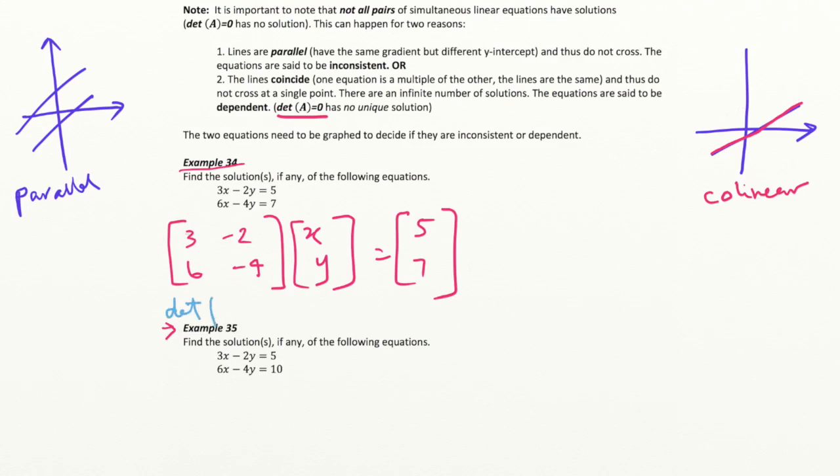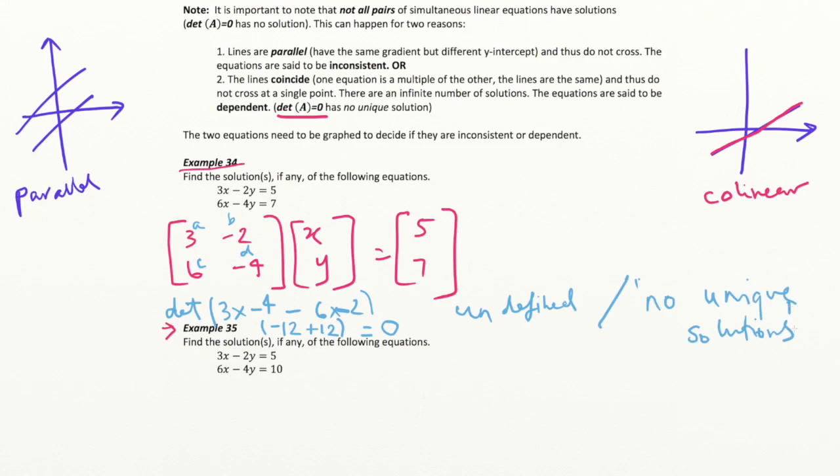So the determinant is equal to, remember, first let's label them, AD minus BC. So that's 3 times -4 minus B times C, so 6 times -2. So 3 times -4 is going to be -12. And then minus 6 times -2 is going to be +12. And -12 plus 12 is actually equal to 0. So there's no point in even going on because this solution is undefined. So the proper answer is that there are no unique solutions.